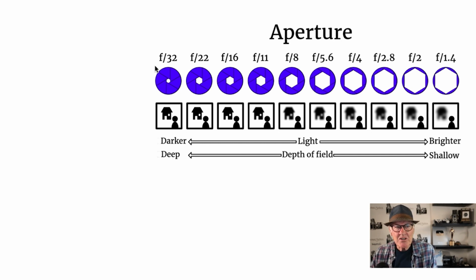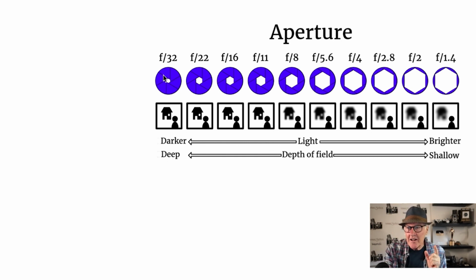So these openings are very, very important to you because they not only control how much light gets let in. So the smaller the opening, the darker it is, the larger the opening, the brighter it is. But it also gives you your depth of field. It should have been called depth of focus. Why bring in field into this? What the heck is a field? You know, focus is really what you're talking about. Let's call it depth of focus.